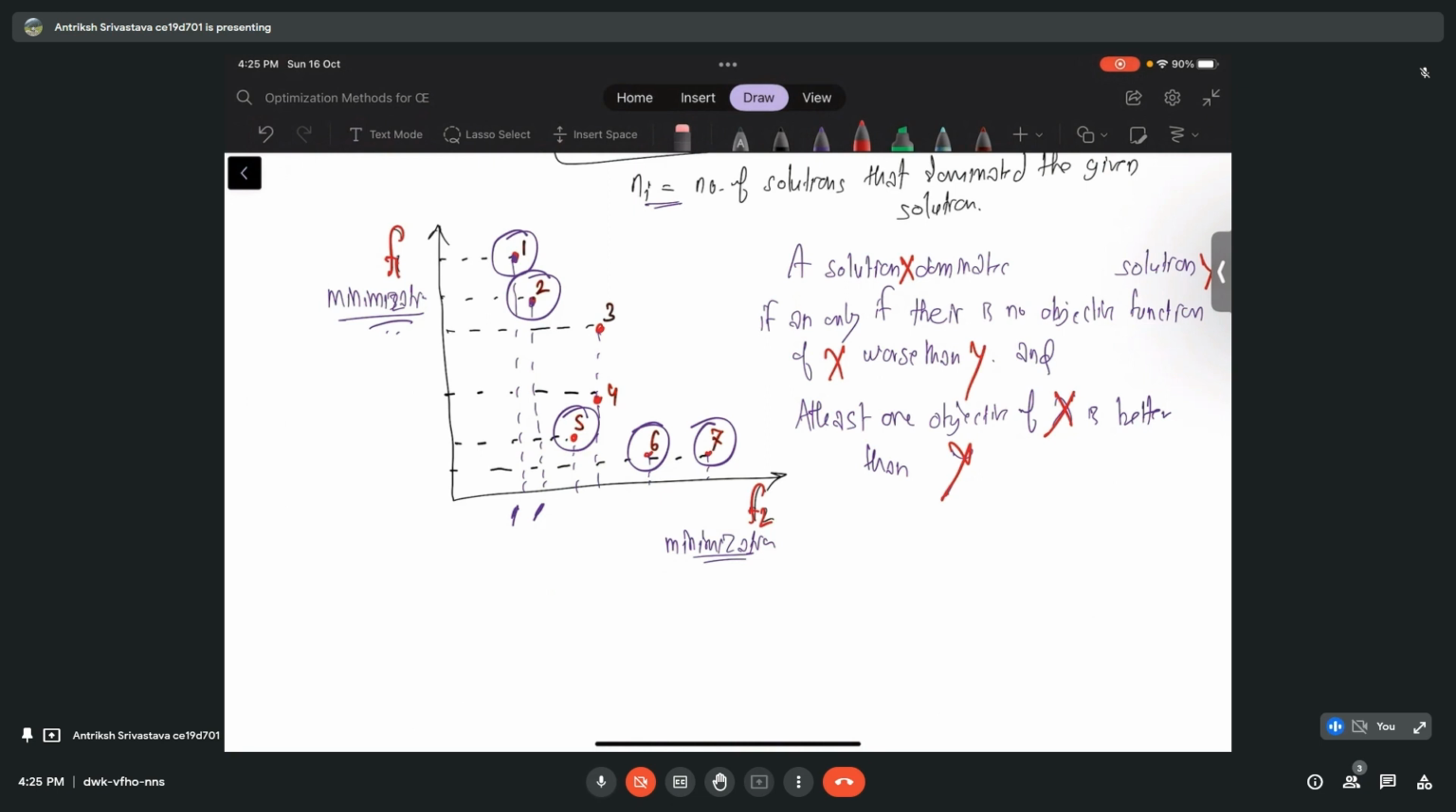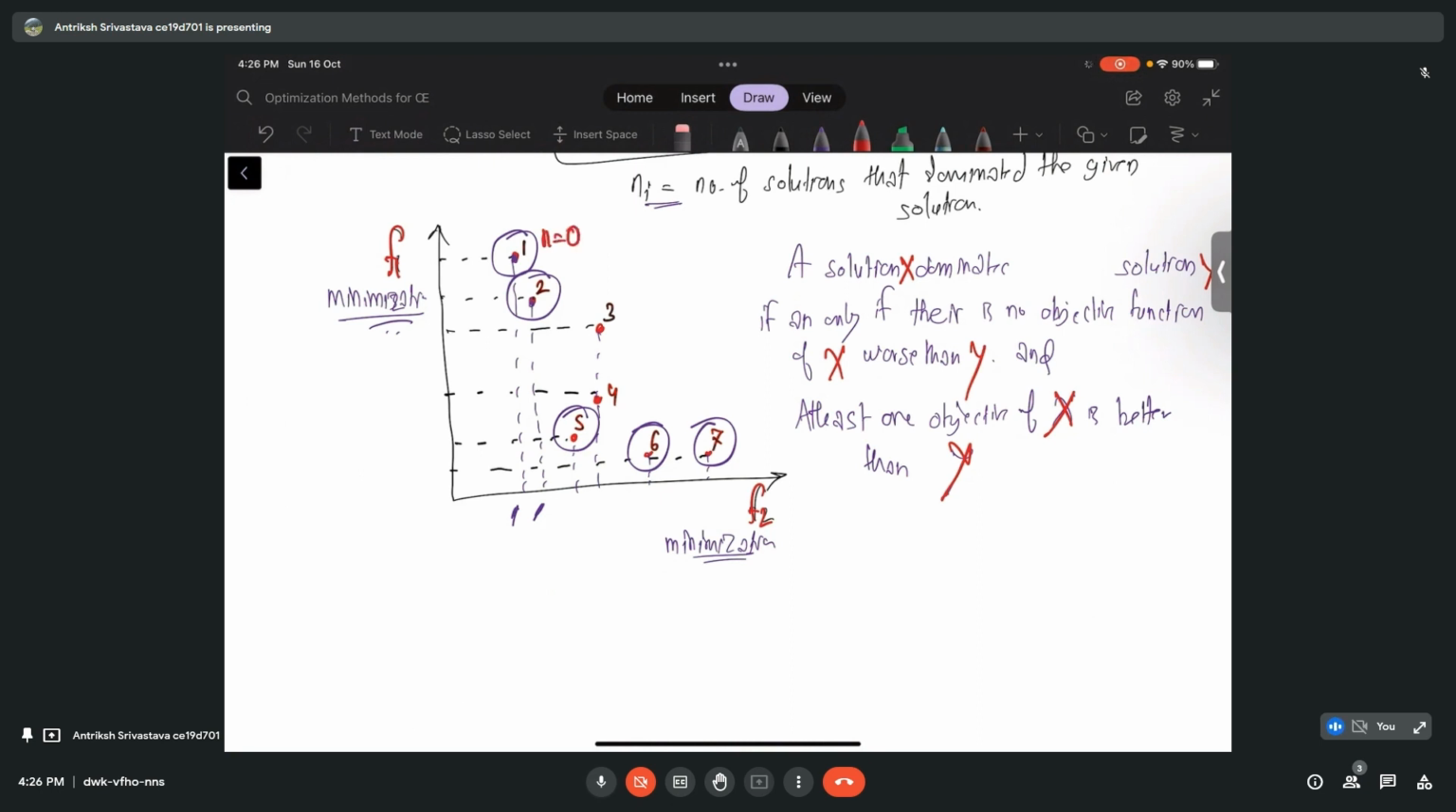What about 3? Does it dominate 1? So here the answer is no, because in case of f1, 3 is better than 1. In case of f2, 1 is better than 3. Does 4 dominate solution 1? No. Does 5 dominate? No. And so on and so forth. So none of the solutions dominate solution 1. So it will have n equal to 0.